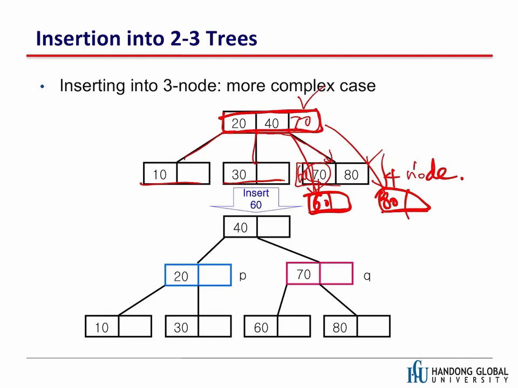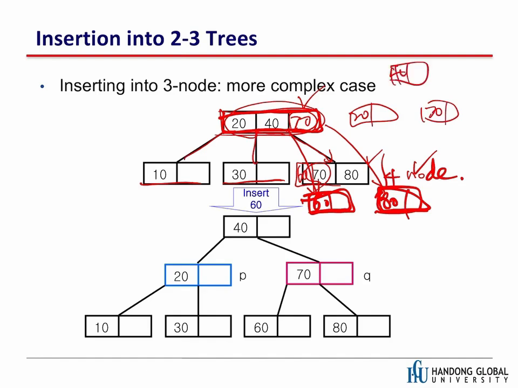In the first stage, we had a 4 node here, but we just split this 4 node into two nodes. So now we have two nodes here, and the middle one goes up. So now this one is a 4 node. Still this is breaking the rule. Then what should we do? We apply the same rule here. We split this one into two nodes, so 20 and 70, and the middle one goes up.